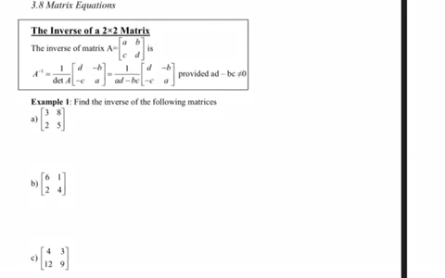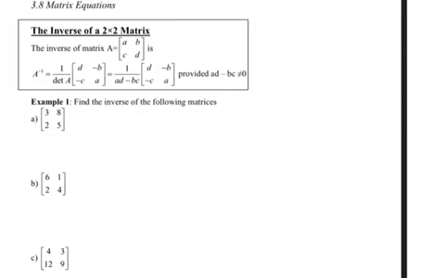This is the last section in Chapter 3 and a second method to find the solution for a system of equations. But before we can get to that, we need to talk about inverse matrices and how to find them. So we're going to specifically look at just inverses of 2 by 2s.